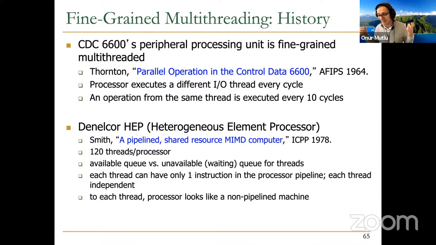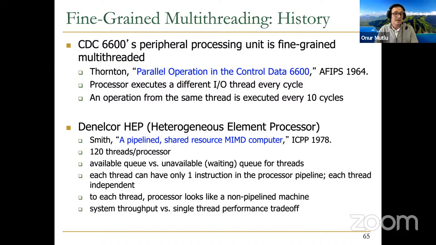Basically, you're fetching one instruction per thread into the pipeline. But from the perspective of each thread, there's no pipeline. The pipeline doesn't exist because you're fetching one instruction every n cycles, right? Because there are no two instructions from the same thread in the pipeline at the same time. And as a result, you don't have any of the issues that we discussed that arise because of pipelining. Control dependencies, data dependencies, no problem within a thread.